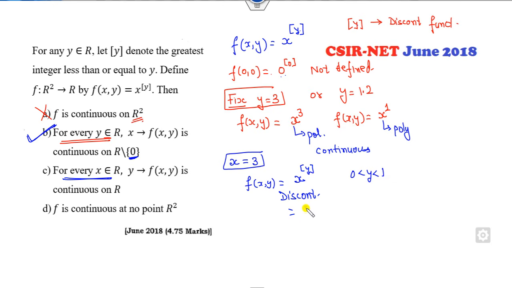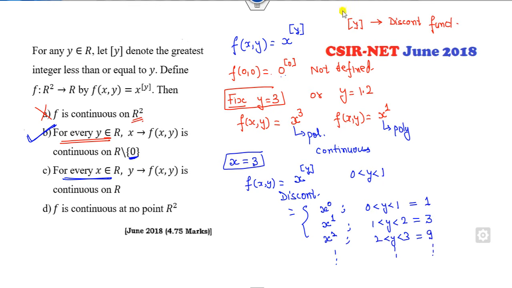Fine. Or if you elaborate that, if I take the value of y here, this value will be x to the 0, greatest integer. If I take this value, it will be x to the 1. If I take 2 to 3, it will be here and so on. So if I take x as 3, first value will be 1, this value will be 3, this value will be 9 and so on. So clearly, this function is discontinuous at y equal to 1. This function is discontinuous at y equal to 2, or you can simply use this concept.